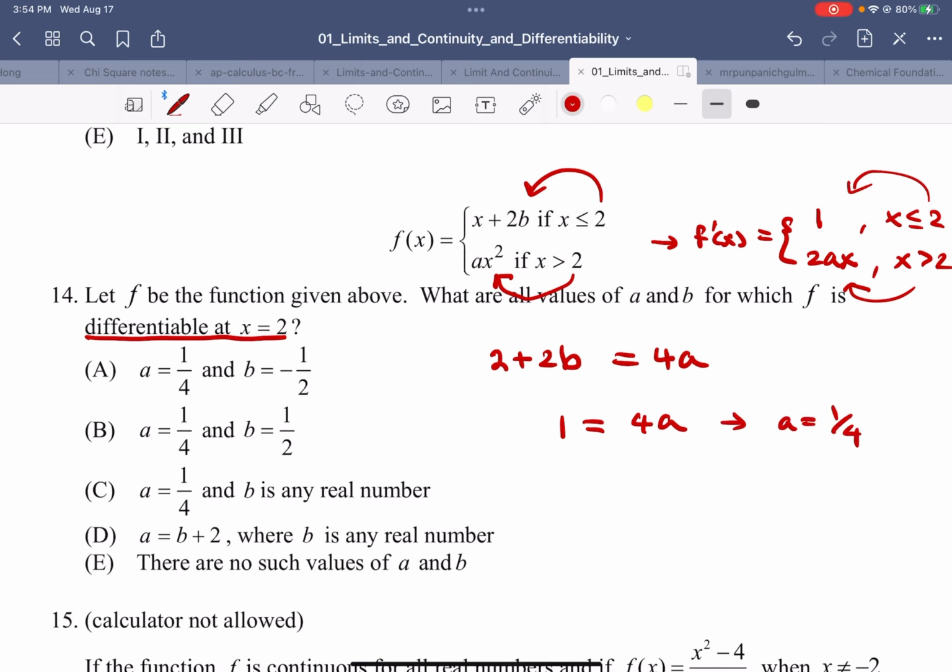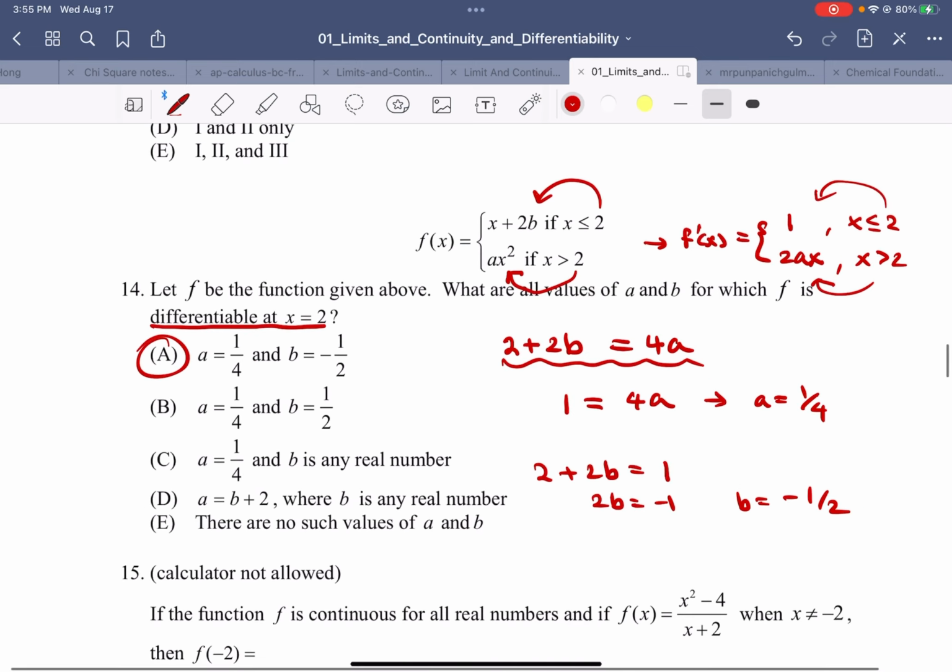Okay, a equals 1/4. So from here, 2 plus 2b equals 4a, which is 1. And when you subtract 2 from both sides, 2b is negative 1, so b value is negative 1/2. So answer A. So you can find the unknown constants a and b using the continuity condition and the differentiability condition.